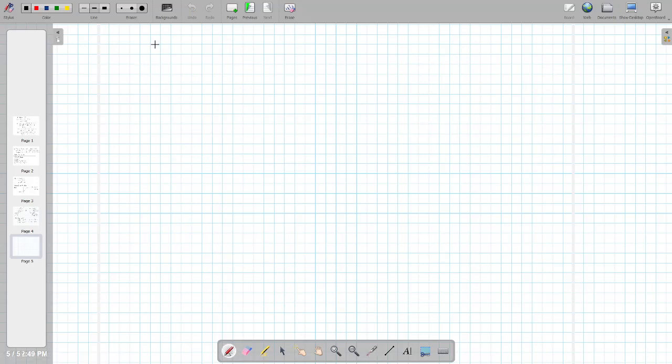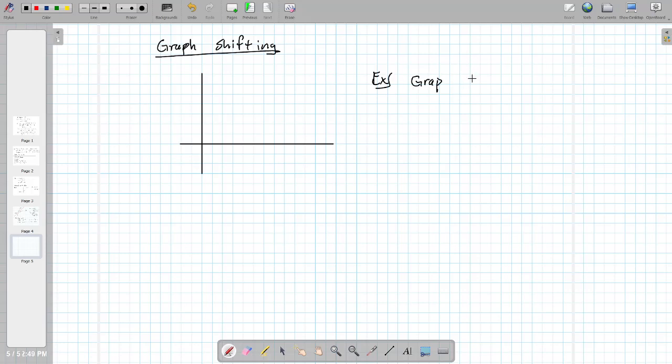I want to talk about graph shifting for a second. Graph shifting, as we know it, will apply to logarithmic functions just like they did with exponential functions. Graph shifting and stretching and shrinking. So if I were to say graph the function f of x is equal to log base 2 of x minus 3. Notice that this negative 3 is directly affecting the x, so it's going to shift to the right 3 units.